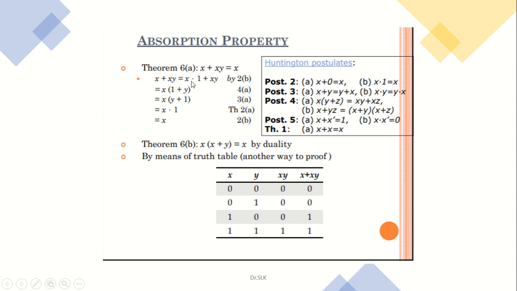Now you can take x in common, x into 1 plus y. That is by using postulate number 4a, x into 1 plus y is xy plus xz. In the next step, you interchange between these two values: 1 plus y is interchanged as y plus 1.